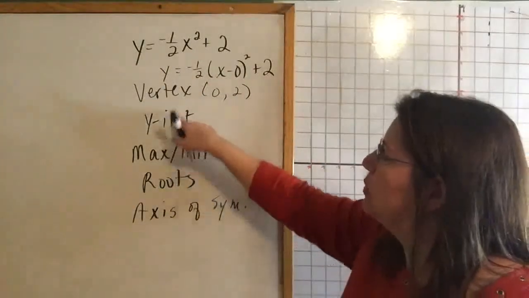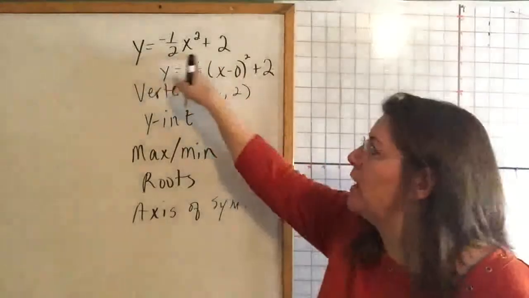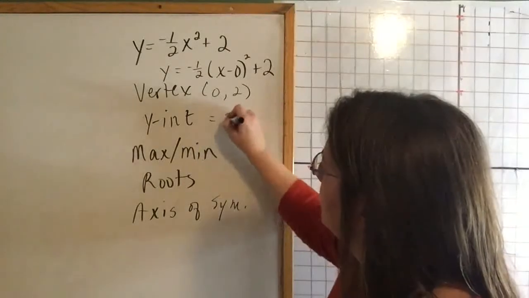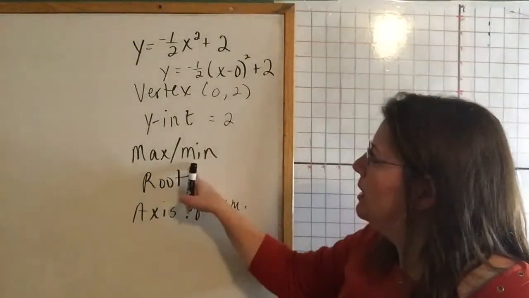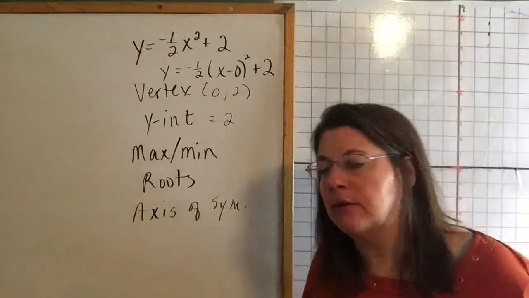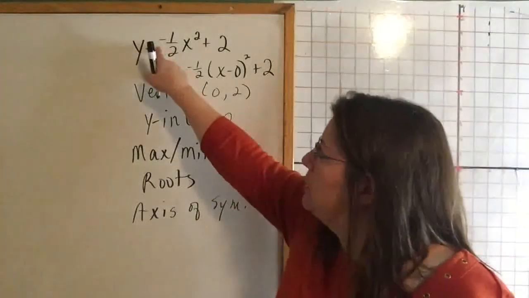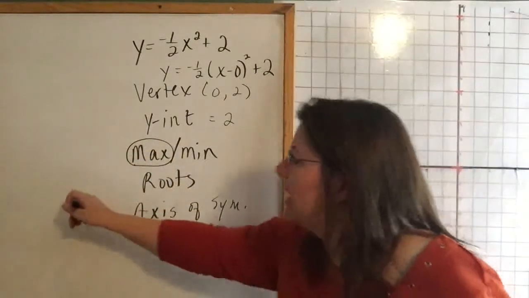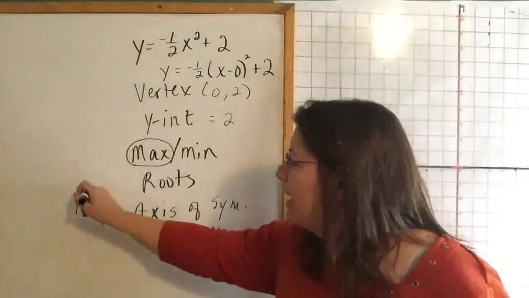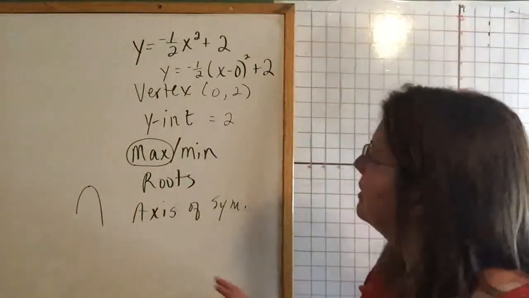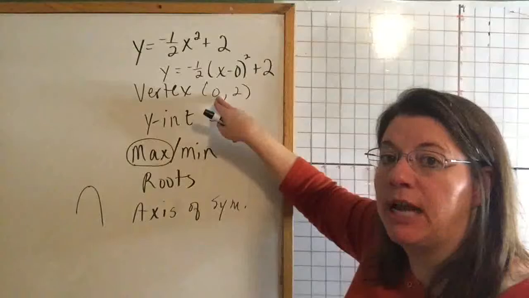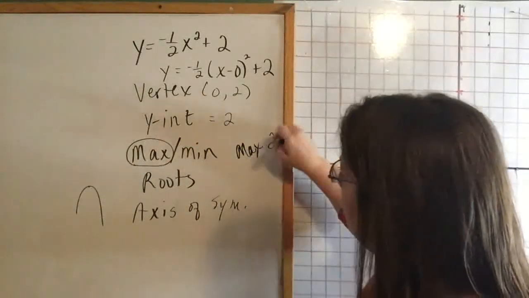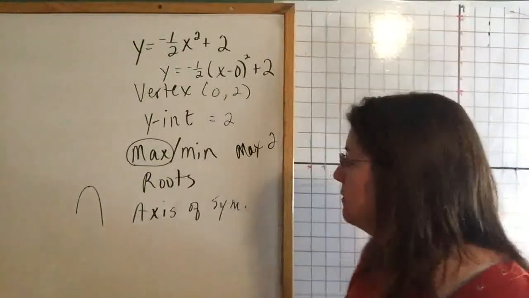The y-intercept we would find by looking at the standard form of the equation. When we plug 0 in for x, we get the y-intercept. So the y-intercept is 2. Maximum or minimum? Well, we have to consider, does this open up or down? It opens down, so that means we're going to have a maximum, because if it opens down, it's in this direction, so we have a maximum. So if (0, 2) is the vertex, our maximum is equal to 2, the y-coordinate of that vertex.